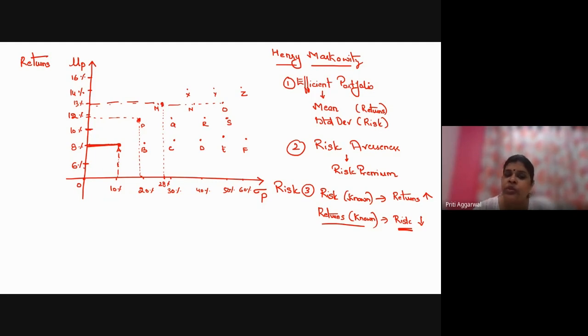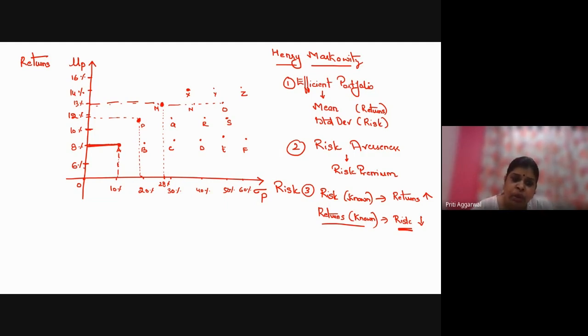So I will be choosing the security which has the maximum return, but at the minimum risk level, right? That is how we are going to select these portfolios. Given the risk, I will choose the returns which are maximum, and given the returns, I will choose the portfolio which gives me the minimum risk, right? So that is how Henry Markowitz has defined the efficient portfolio or efficient frontier.